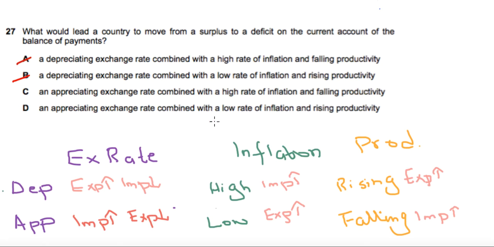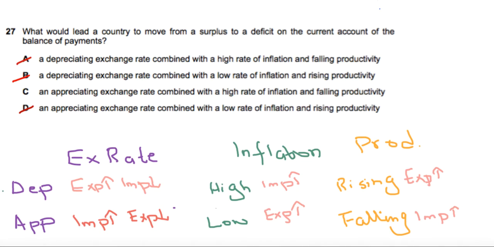Then, combined with the low rate of inflation, exports are going up, and rising productivity would mean exports are going up. So we have imports going up here, exports going up, exports going up. We're not sure again of the net effect, because imports are going up and exports are also going up. So we cannot be sure of the net effect, and we cancel out option D as well.